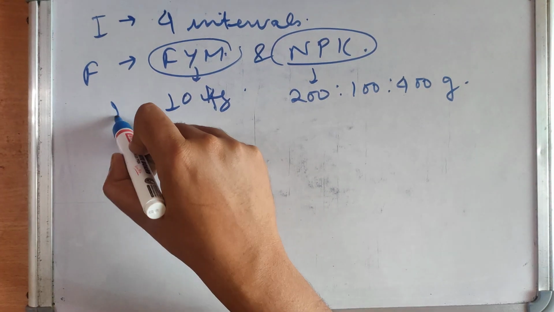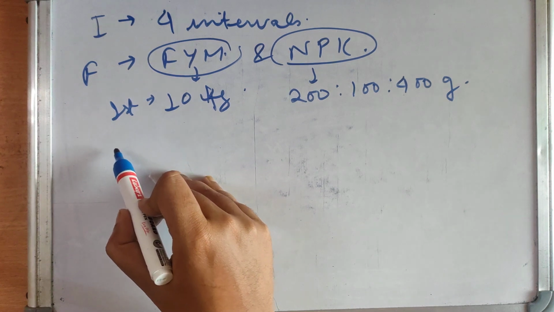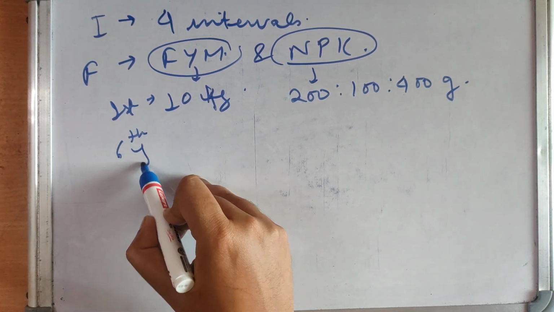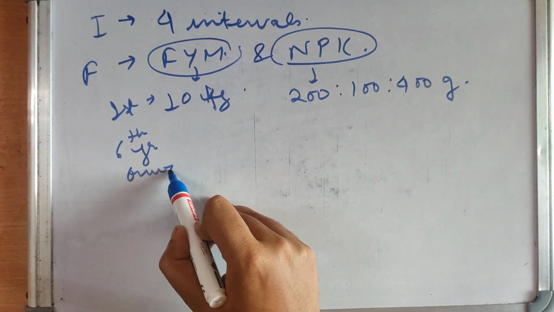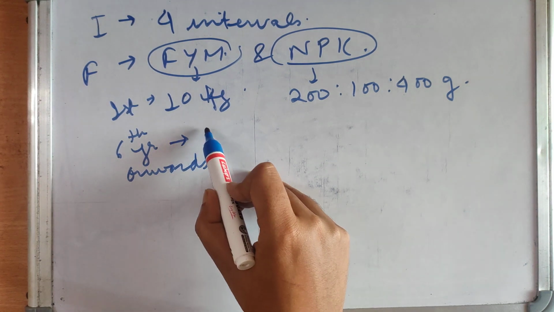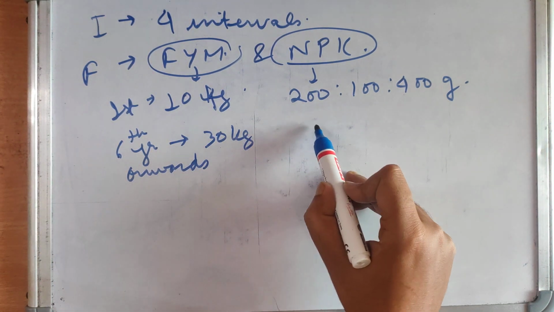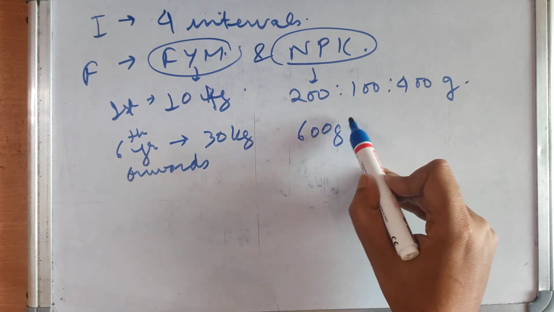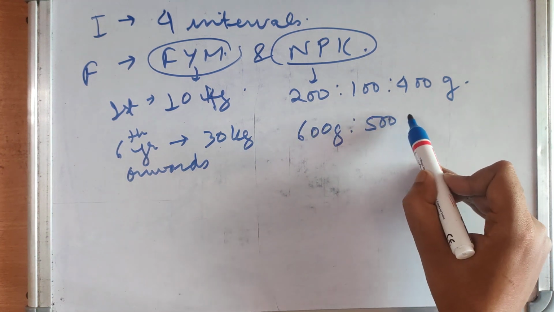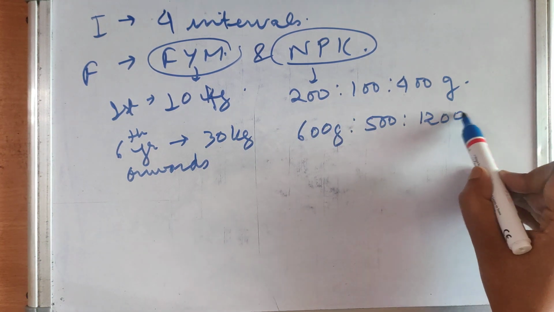So in the first year we will use this ratio, and from the sixth year onwards we will have to provide more fertilizers, that is 30 kg FYM and 1200 gram of NPK.